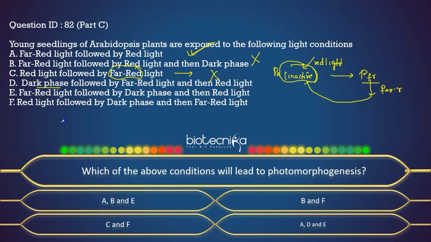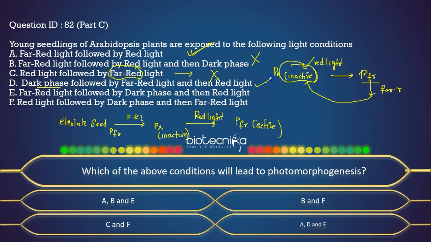So okay, there is an etiolated seed. I am taking that etiolated seed which is grown in the dark condition. And now I am exposing them to far red light. Who will absorb far red light? PFR will absorb far red light and convert into PR, which is inactive. Now this inactive form receives red light and now it will be converted into PFR, correct? So which is active. So now this active form will show what? Yes, definitely flowering.